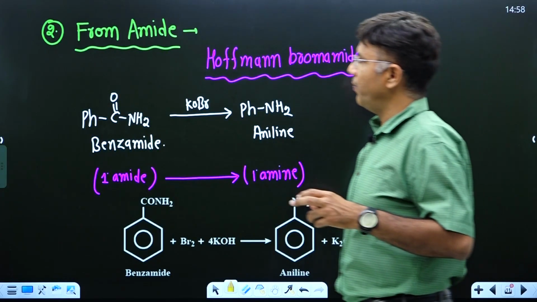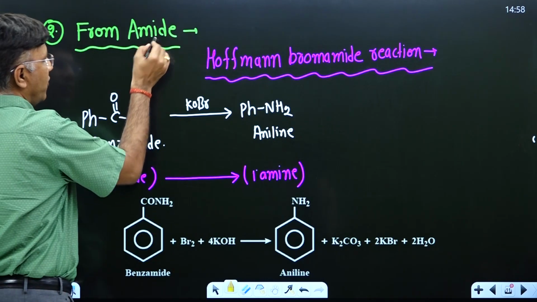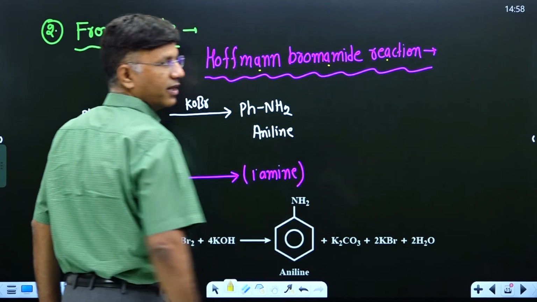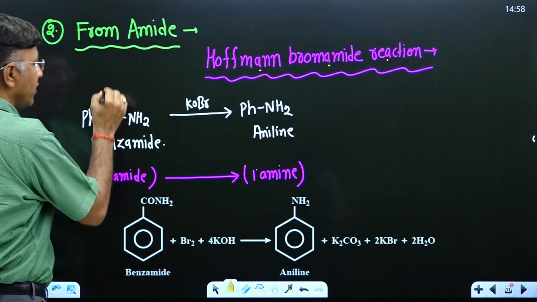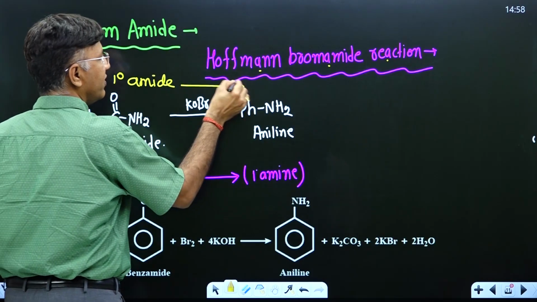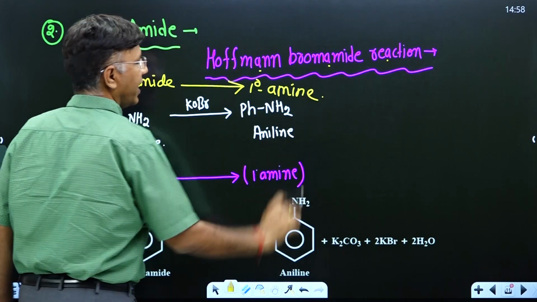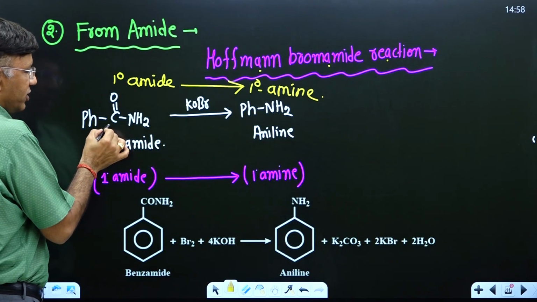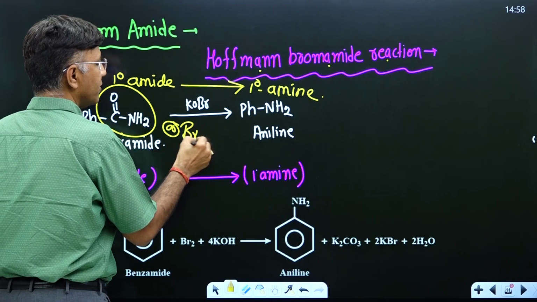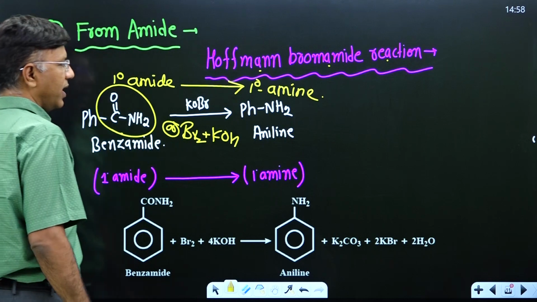Now, the second important preparation of aniline is from amide. The very famous reaction is the Hofmann bromamide reaction. In the Hofmann bromamide reaction, this 1 degree amide, when reacted with KOBr, will convert into 1 degree amine. Got it? So this is a benzamide. When reacted with KOBr, or we can write Br2 and KOH, it will convert into aniline.